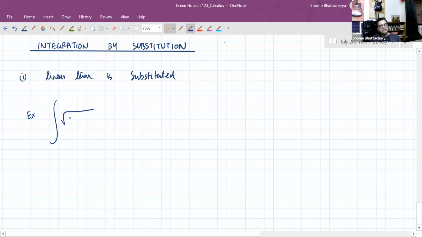So suppose we have something like this: square root of 2x plus 1. I want to find its antiderivative. Now I know that the antiderivative of root x is what? It is 2 by 3 x to the power 3 by 2 plus c by formula. But because inside the square root I have this 2x plus 1 term, now I have to do something to use this formula directly. I cannot use it directly over here. I have to modify this in some way so that I can make use of this formula.